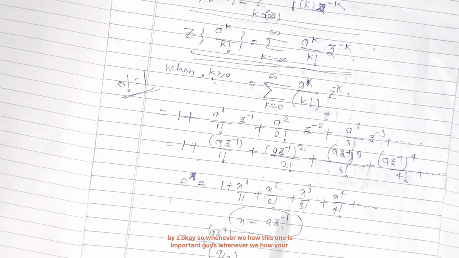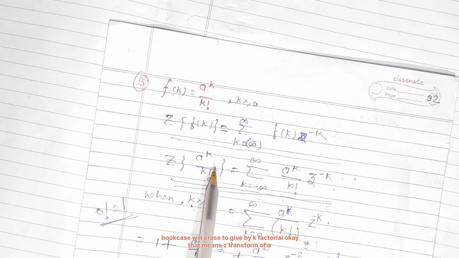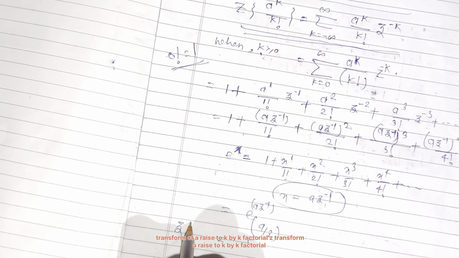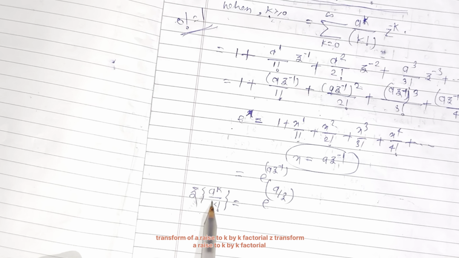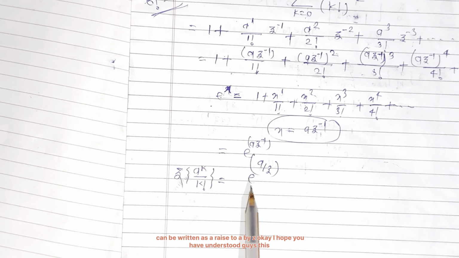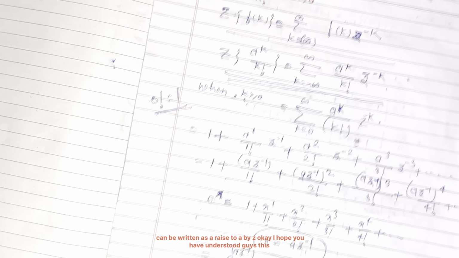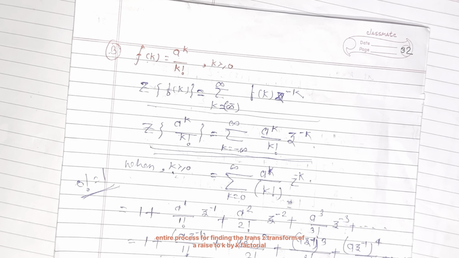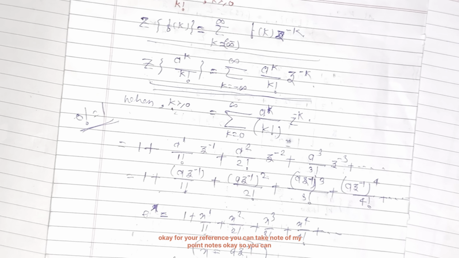Whenever we have f of k equal to a raised to k by k factorial, this one is important, guys, that means the z transform of a raised to k by k factorial can be written as e to the power a by z. The z transform of a raised to k by k factorial can be written as e raised to a by z. I hope you all have understood this entire process for finding the z transform of a raised to k by k factorial. For your reference you can take note of my notes.